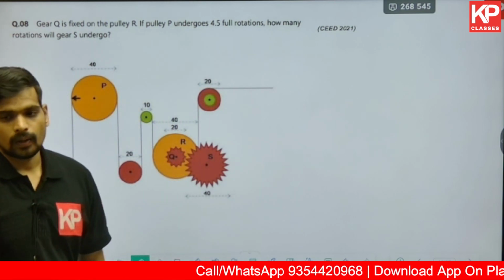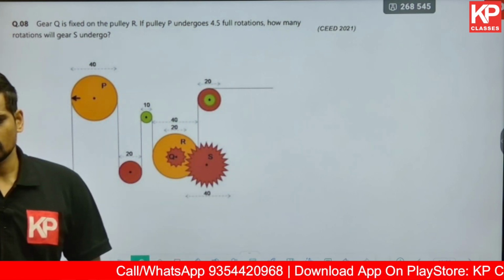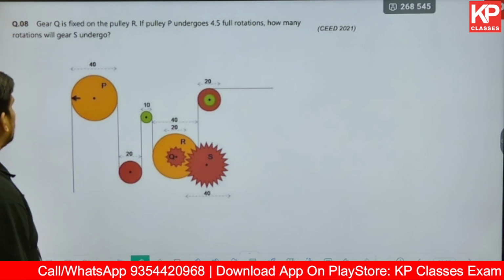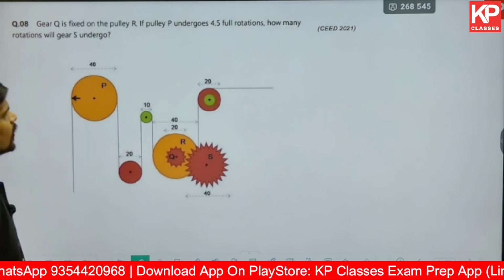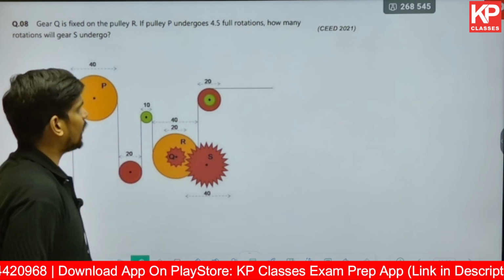Let us look into the next 1 or 2 more questions of this model probably, and then we'll end the lecture with it. So this is a past CEED question from the year 2021.